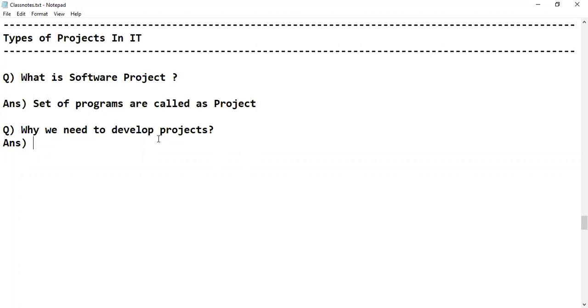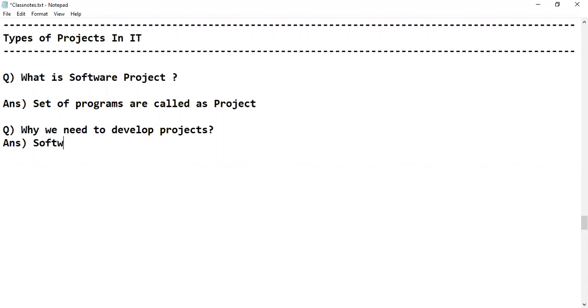Any idea? We are developing a project for money, huh? Very good. Very good answer. You are developing a project for money. Yeah? Salary, yes. End of the day, everybody wants money. For getting the money only, we are developing the project. But why companies are paying that money for you to develop the project? What is the main intention?